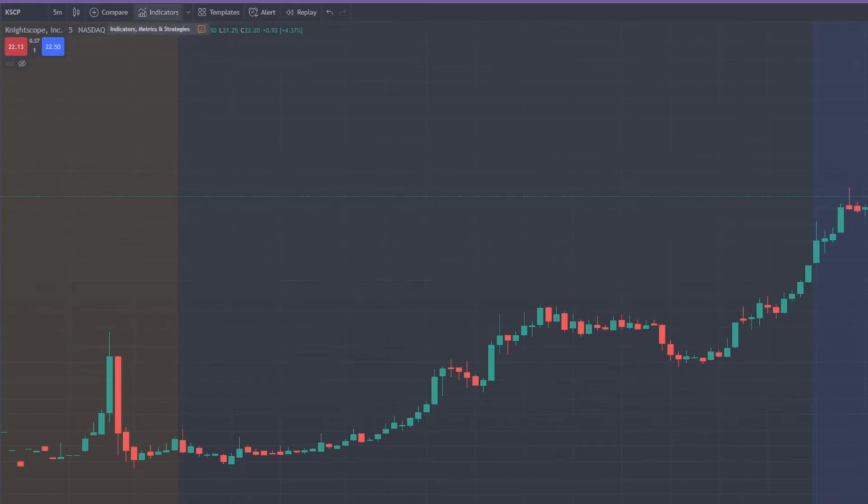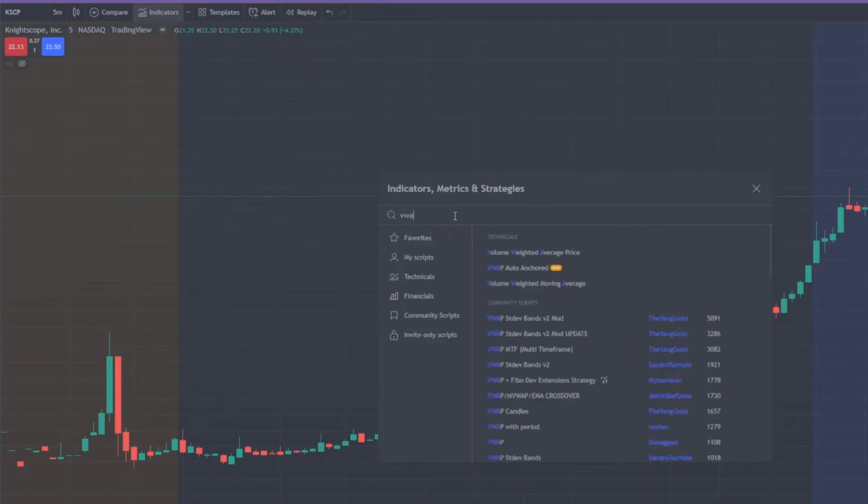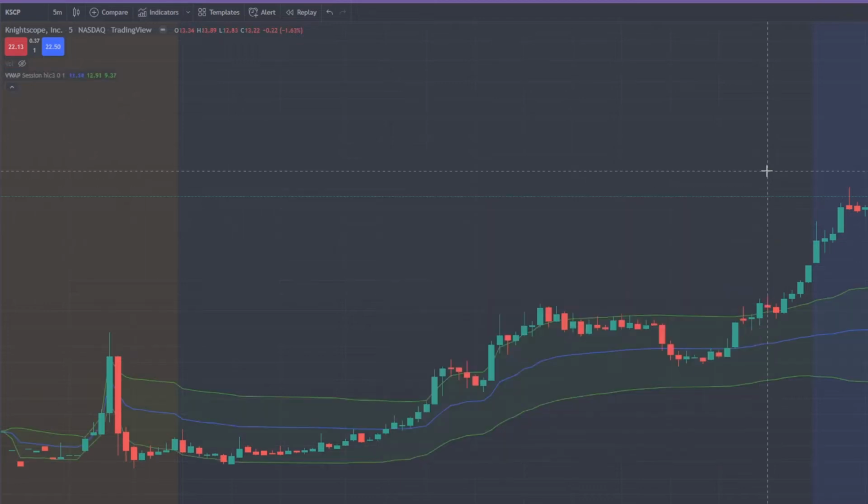First, we would start by pressing the Indicators button at the top left of your chart. Once we press that, we can go ahead and search VWAP. This would show under Technicals as Volume Weighted Average Price. Once we click on that, our VWAP would be added.